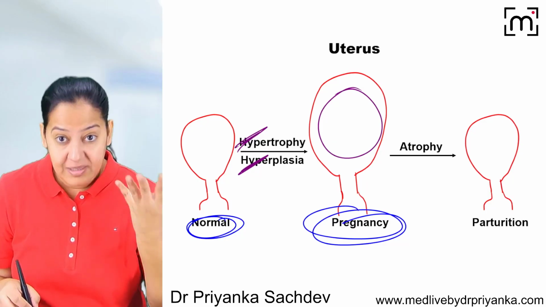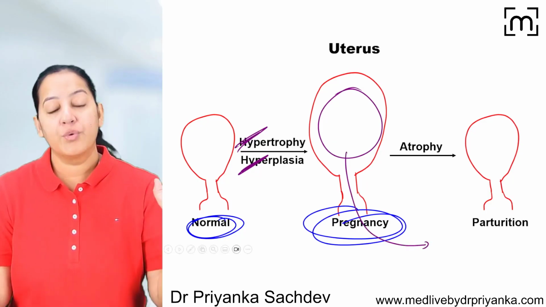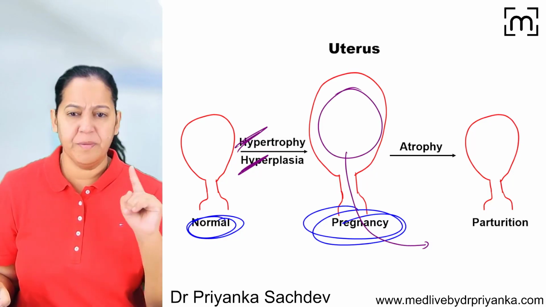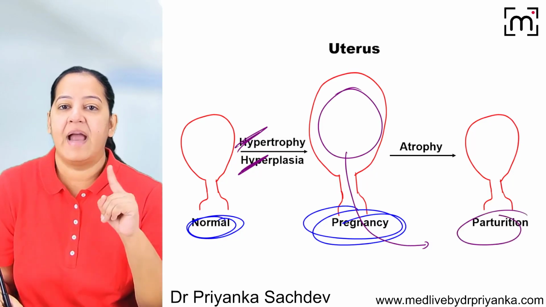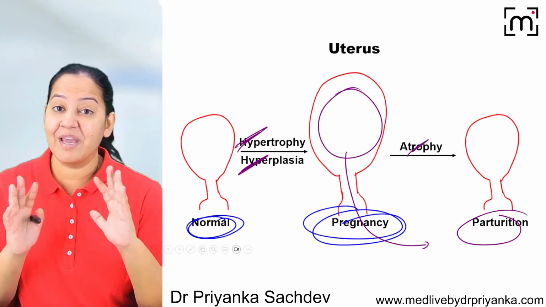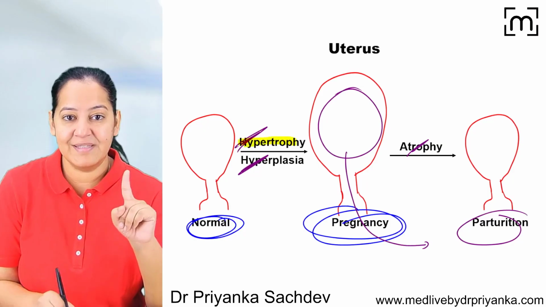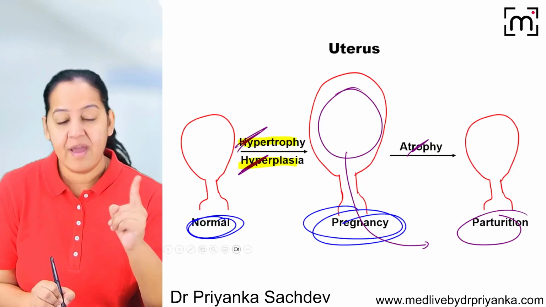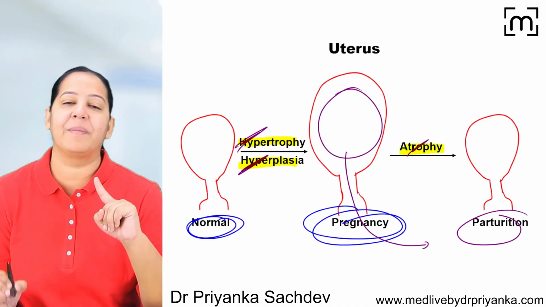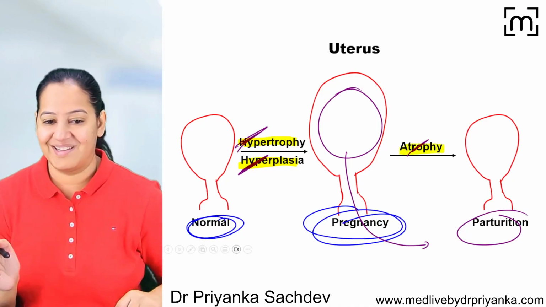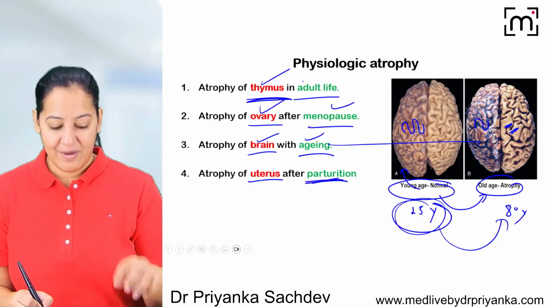Okay. Now after delivery, after parturition, once the newborn is out, the uterus again shrinks in size to become normal size, and that is due to atrophy. So uterus is coming in all 3 examples. During pregnancy, it is an example of hypertrophy and hyperplasia, and after parturition, after the birth, the uterus is an example of atrophy, shrinking in size again.